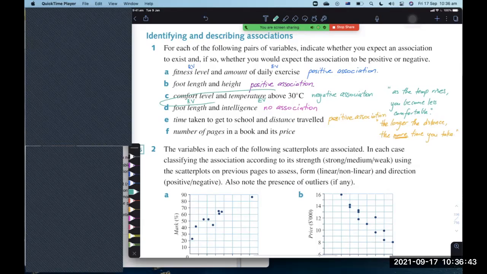If you have a look back at the idea of the comfort level and the temperature above 30 degrees, this word less here tells us that it's negative. Okay, so it's just about understanding the words and what it's talking about as well. The number of pages in a book and its price. Now you have to think about this. Think about it carefully. Do you reckon there's an association here? Have you seen small books that cost a lot? And have you seen big books that cost like $1 or $2?